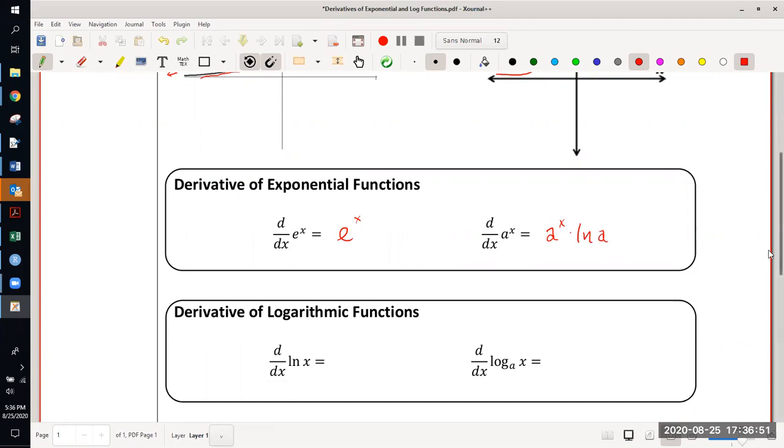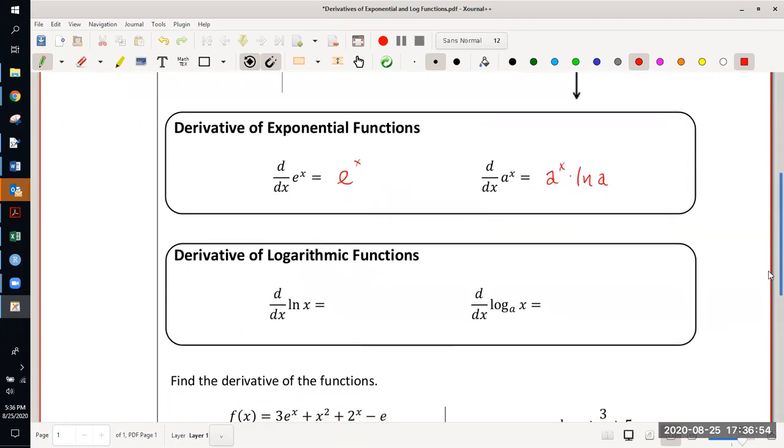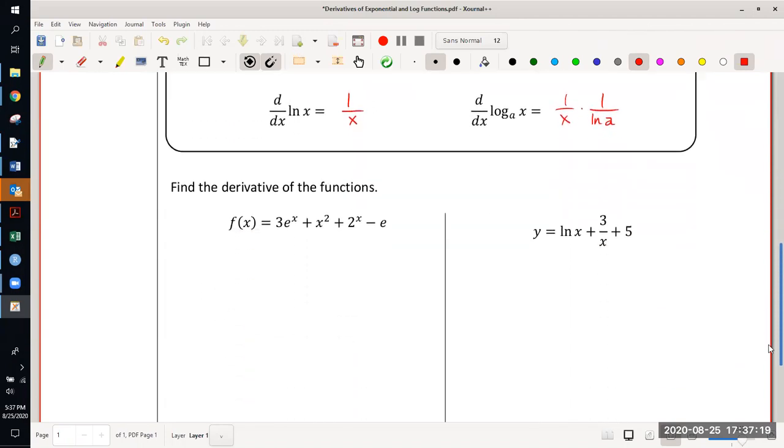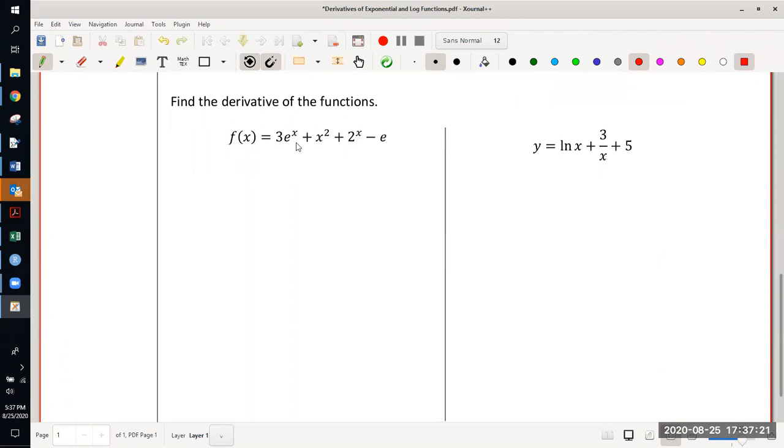Okay, for logarithmic functions, if we're taking the derivative with respect to x of the natural log of x, that's going to just be 1 over x. But if we have a different base, the derivative with respect to x of the log base a of x is going to be 1 over x, and then we also have to multiply by 1 over the natural log of that base, 1 over the natural log of a. Okay, let's go ahead and apply these and find the derivatives of these functions.